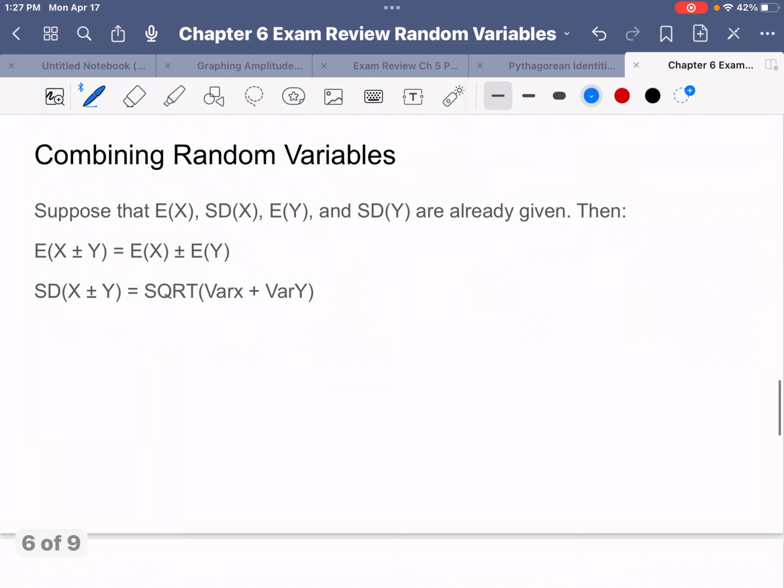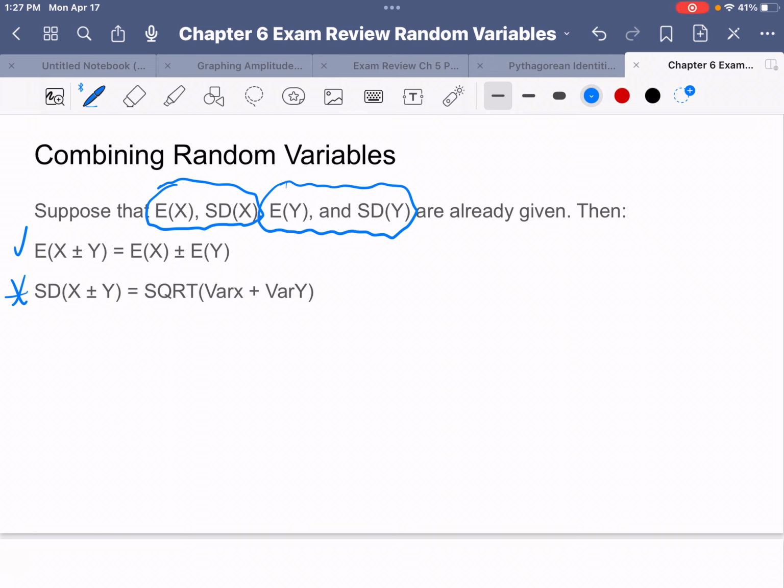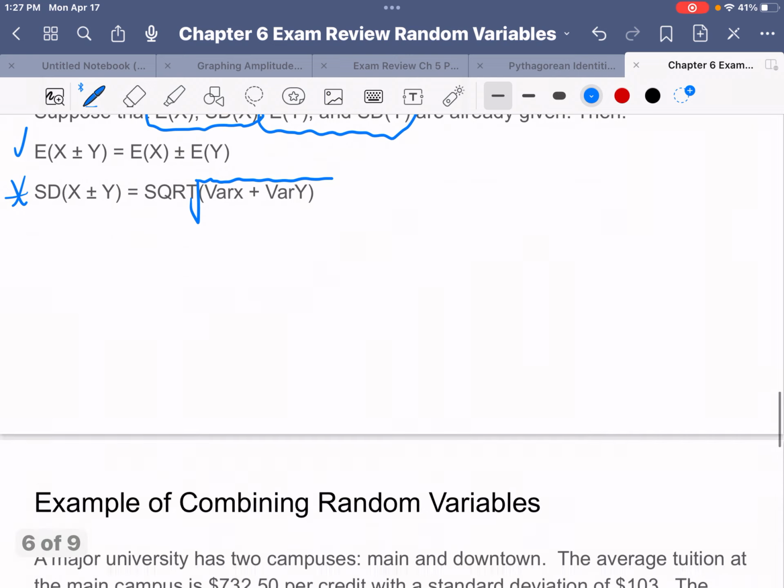Combining random variables. Suppose that you already know the mean and standard deviation of a random variable x and the mean and standard deviation of a random variable y. Well, then if you combine them, the expected value of x plus or minus y is equal to adding or subtracting their expected values. But remember, this is the asterisk from when we were learning chapter 6. The standard deviation of x plus or minus y is equal to the square root of the variance of x plus the variance of y. So let's see how these formulas work out.